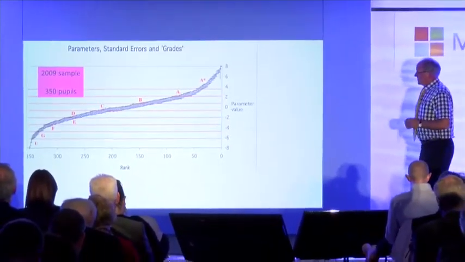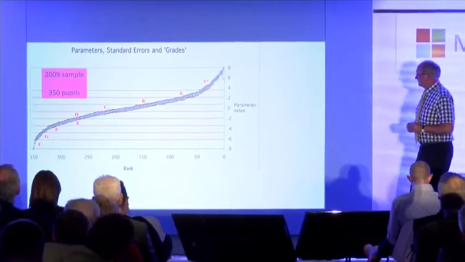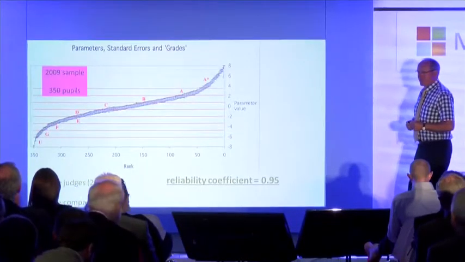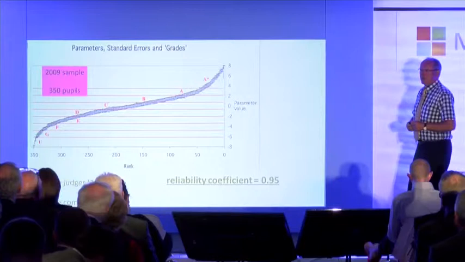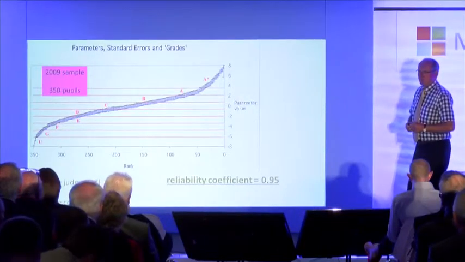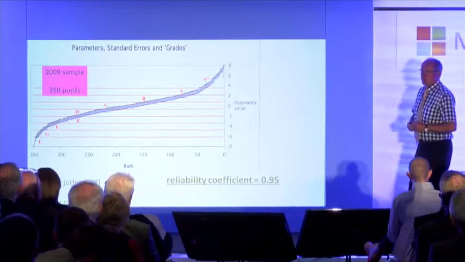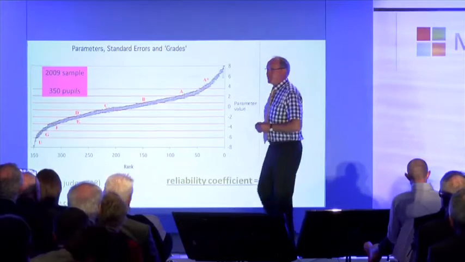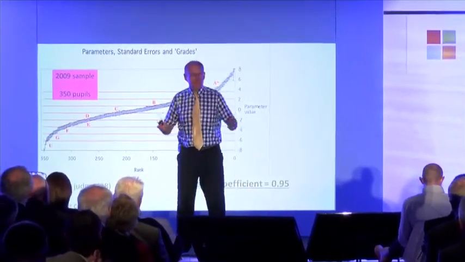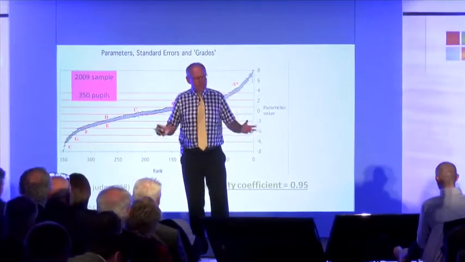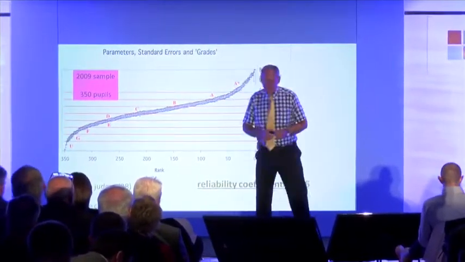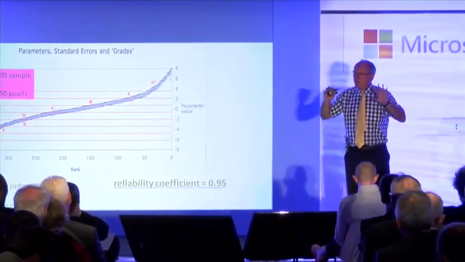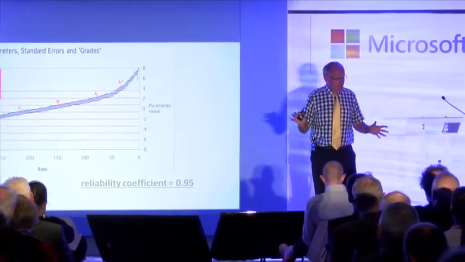So in our 2009 sample of 350 portfolios, 28 judges, reliability coefficient of 0.95. Feel free to fall off your chair. 0.95. That's the kind of reliability you get from multiple choice marking, which also has a kind of error, a few errors and slips that build into it. 0.95 is an astonishing reliability statistic when you're making judgments about soft qualitative performance like those portfolios.